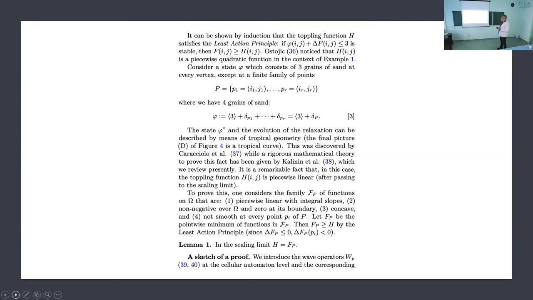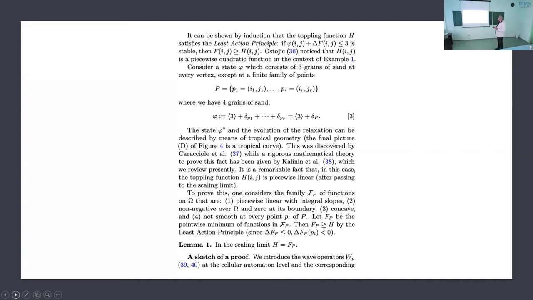In general, for any sand pile, the h that we're looking for, the minimizer for this inequality, is called the toppling function. We know that this function is piecewise quadratic. This is a beautiful observation. But for this sample, Kalinin and Shkolnikov proved that this function is piecewise linear. And so you get the tropical curves.